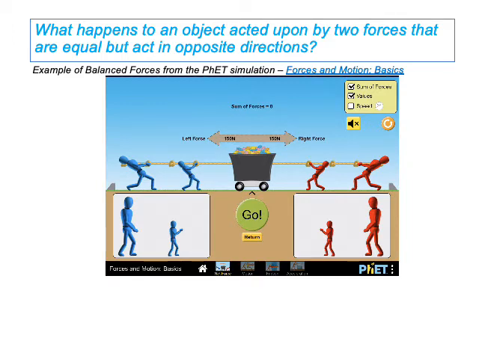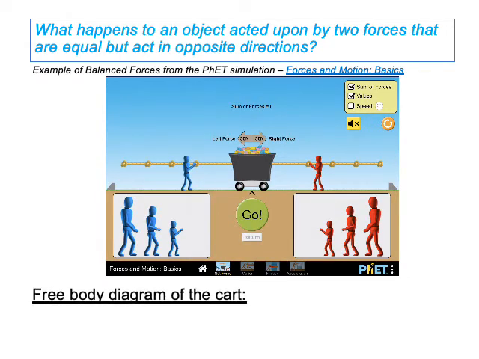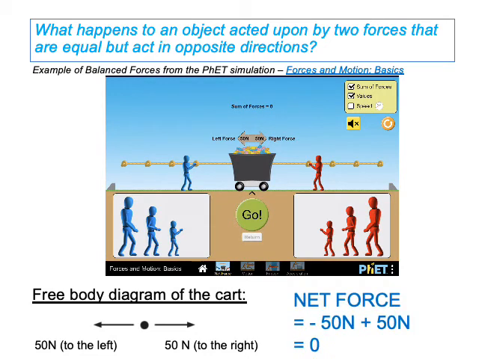What about if we increase both forces? Increasing both left and right forces to 150 newtons, still equal and opposite in directions, you see that the cart is still in the same position. Let's take a look at the free body diagram of the cart. The cart is represented by the dot and the forces are represented by the arrows. For example, 50 newtons to the left and another 50 newtons to the right.